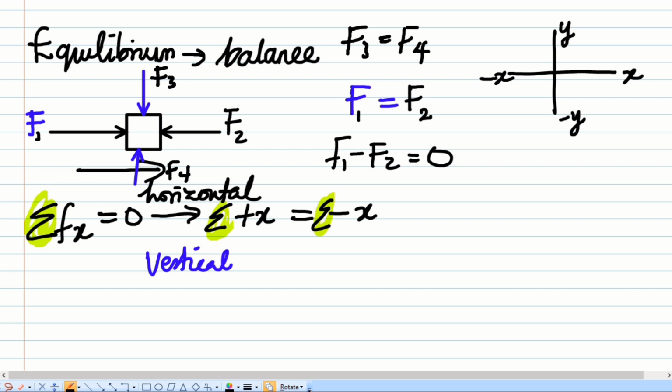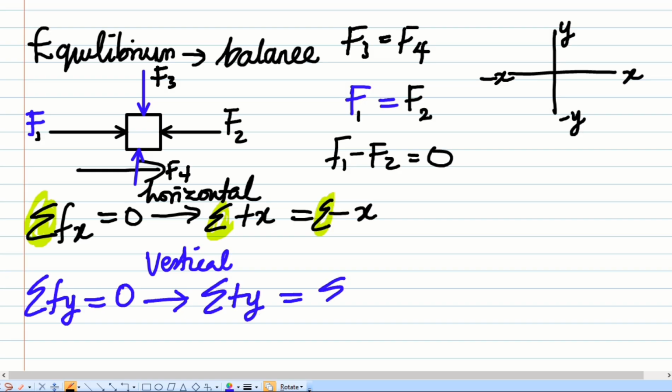So therefore, we can say the same thing. Another condition for equilibrium is that the sum of the vertical components, or rather the vertical forces, must be equal to 0. Another way you can say this is that the sum of the forces acting in the positive y must be equal to the sum of the forces acting in the negative y. Okay, they must be equal.